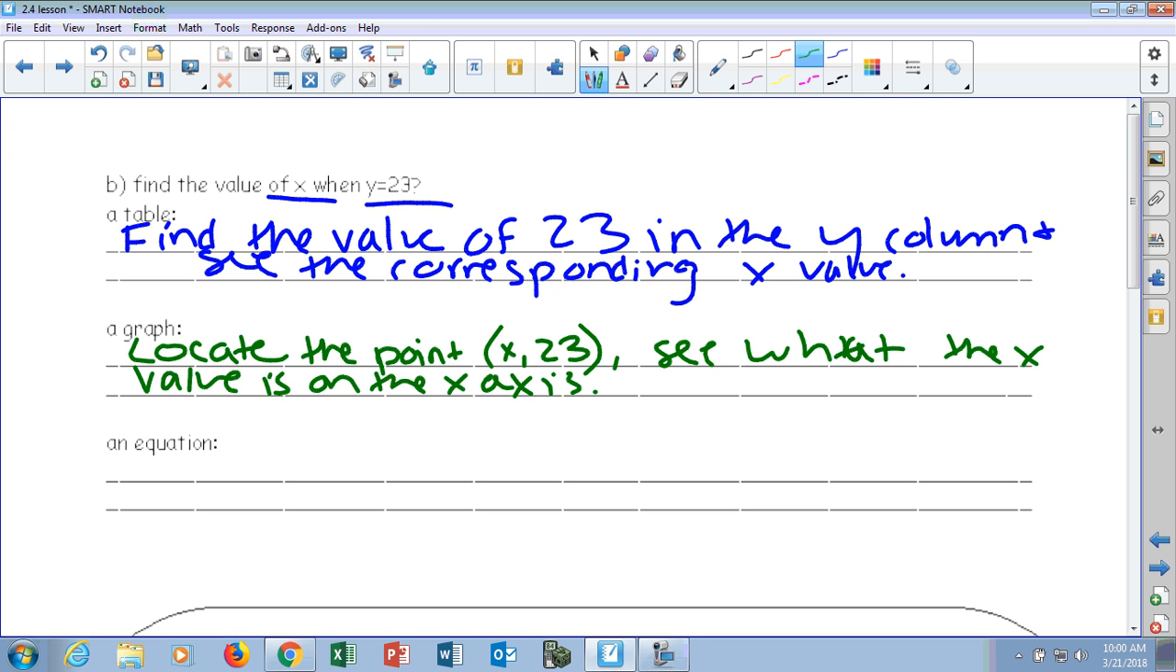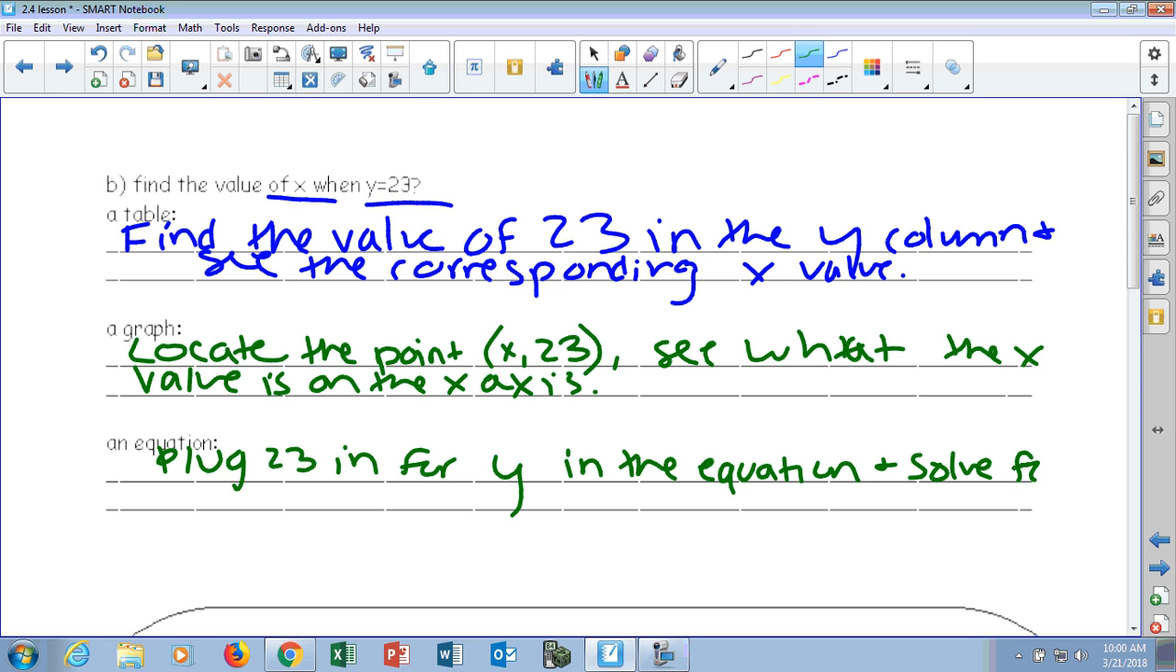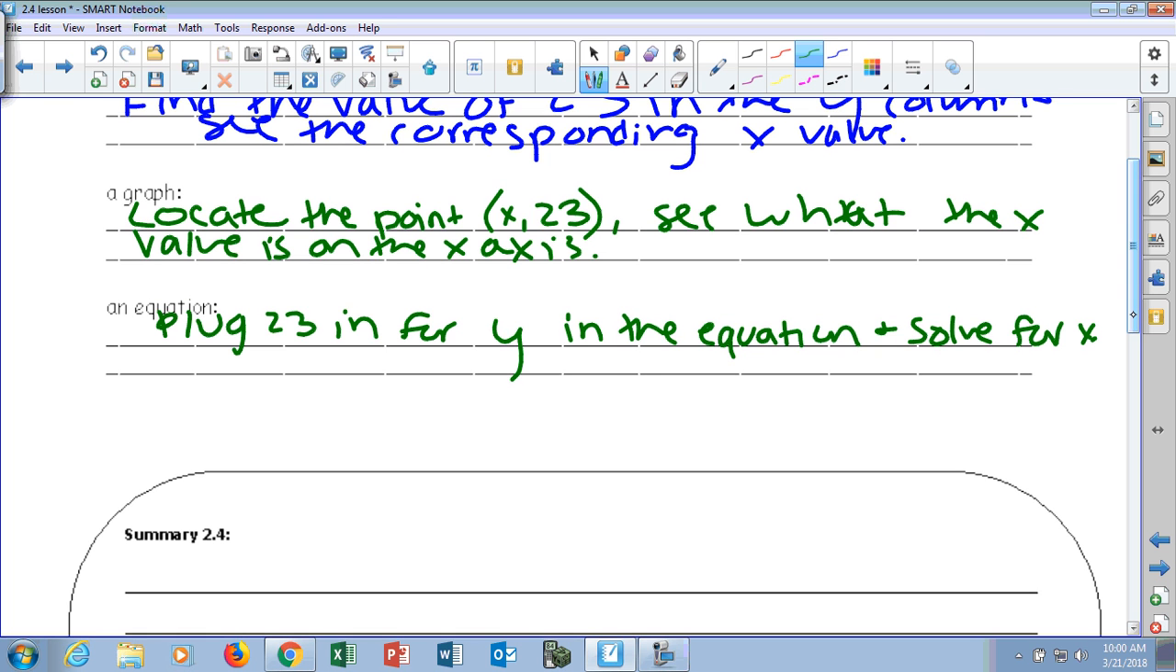And lastly, I'll answer this one for you. The equation. We can simply plug 23 in for y in the equation and solve for x to find what x is. So that would be more like saying 23 equals negative x plus 6.